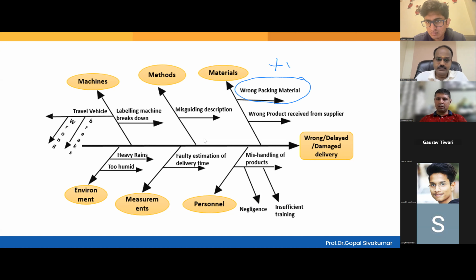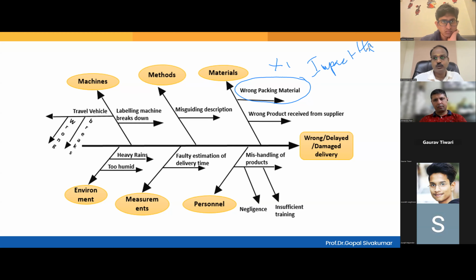Tell me. Let's say it is damage delivery. Since the packing material is not proper, like Swiggy or Zomato or whatever, if the packing material is not proper, then every time there will be leakage. Every time there will be a damage. What do you think? The impact will be high or low? High. Impact will be high.